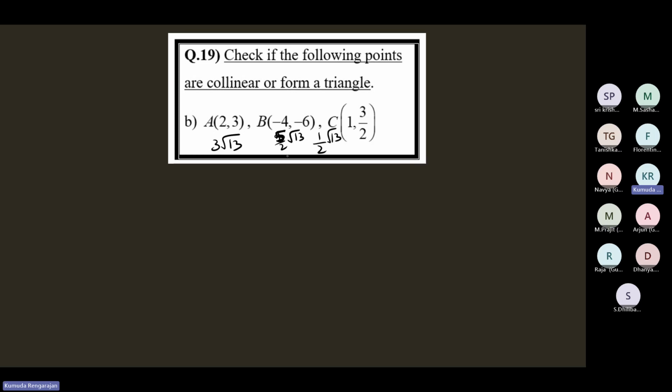Yes, Prajit. And I think Danya announced the answer. So you're right, Prajit. 5 by 2 plus 1 by 2 is 6 by 2, which is 3. 3 root 13. So here also we see that the sum of two segments is equal to the third one. So the 3 points are collinear.